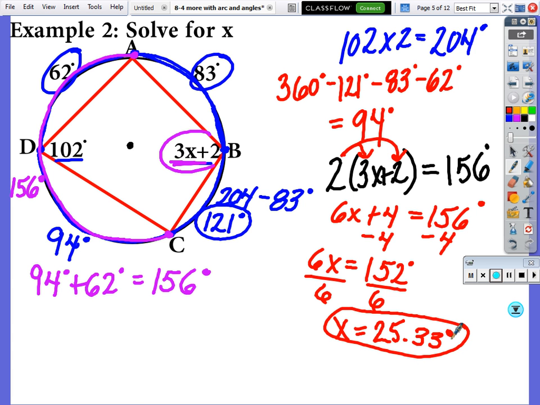So yeah, this one took a little bit of extra work because we had to go through quite a few steps to get there. But the first thing I always look for is, do I have an inscribed angle that I know for sure that I can use, because we know a lot about its intercepted arc.